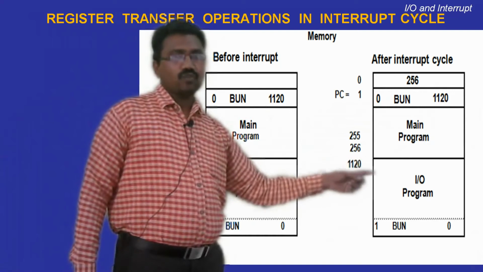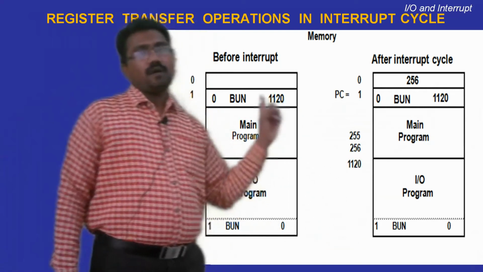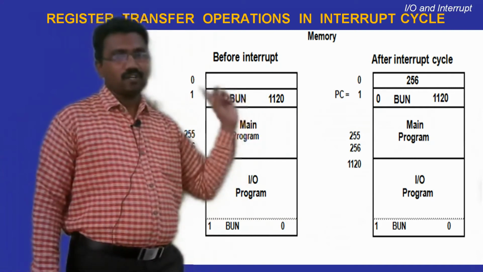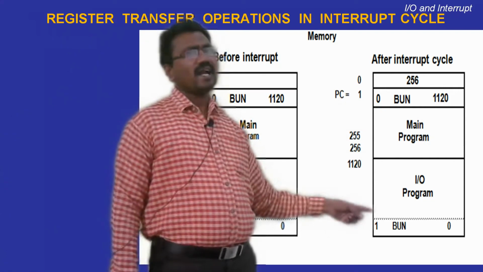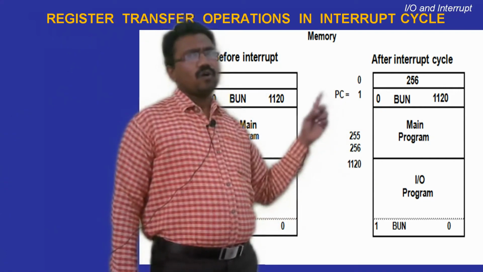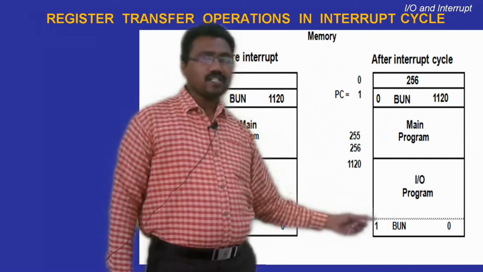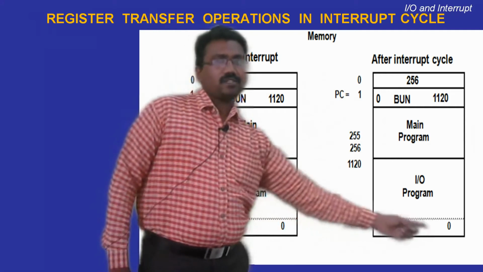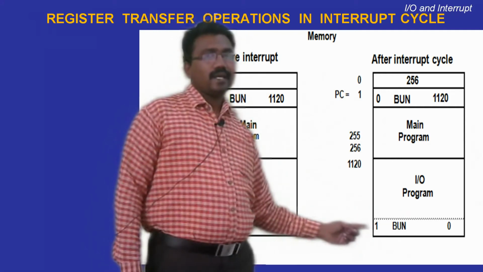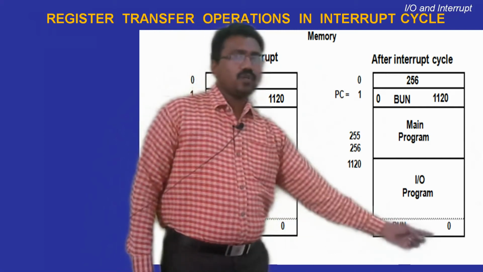After execution of the IO program, control must go back to the main program where it was suspended, to continue the main program. After execution of the IO program, what is the address of the next instruction? That is the return address 256. How is the return address restored? The last instruction of the IO program is 1 BUN 0. Here 1 means indirect addressing mode, BUN is the opcode, and 0 is the address field.